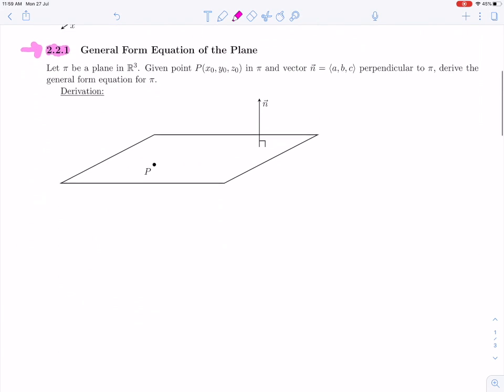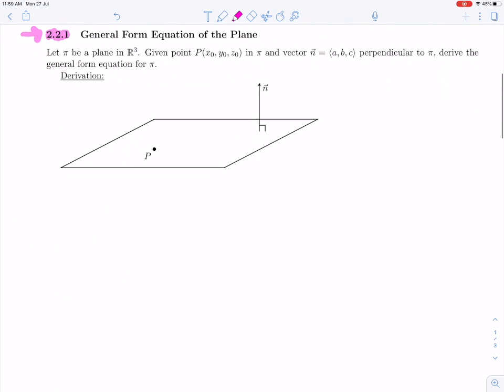Let pi be a plane in R3. Pi, that's not the number 3.14159, etc., right? That is just a Greek letter. And since we use P for point, we use pi to represent just the name of the plane. So given a point P, which is (x0, y0, z0) in pi, and a vector n = (a, b, c) that is perpendicular to pi, we're asked to derive the general form equation, or the general equation, for pi.